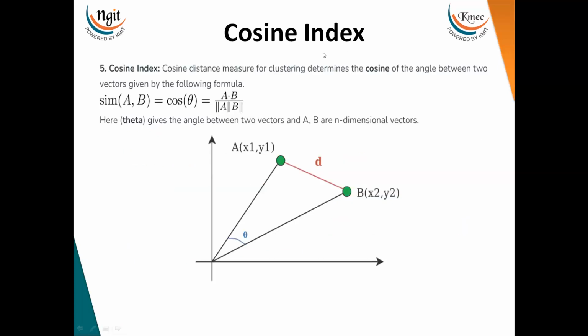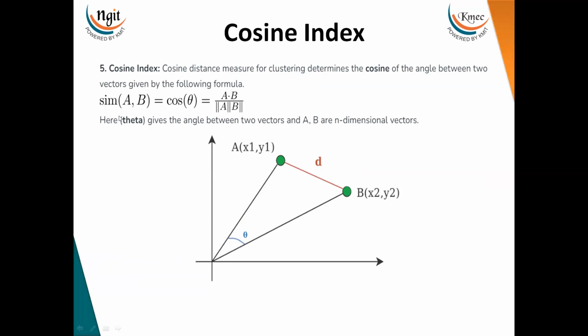And the last one we have here is cosine index. So what exactly is the cosine index? Cosine index measure is for clustering; it determines the cosine of the angle between two vectors given by the formula. So I want to find out the angle between two vectors. I have two vectors given here. Vector a consists of two coordinates x1 and y1, and the other vector b consists of data point x2 and y2, and I want to find the angle between these two data points. So I want to find the value of theta, and to find the value of theta, I am using the cosine index here.